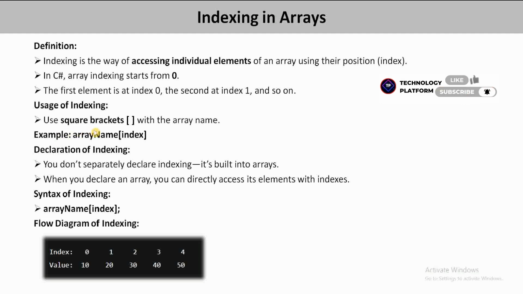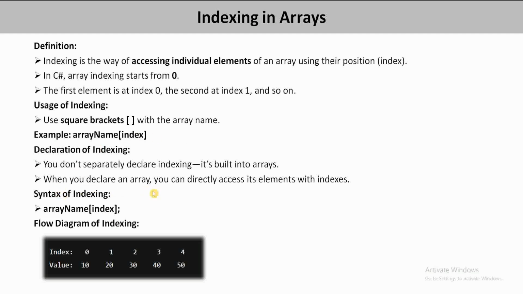It uses square brackets with an array name. If we want to use indexing, we have to use these square brackets with that array name. So here is the example. This is the array name and the index. We have to use it with the square brackets. So how do we declare it? You don't separately declare indexing. It's inbuilt into arrays. We do not need to declare indexing separately. Instead, we can directly use it with the arrays. It is inbuilt into arrays.